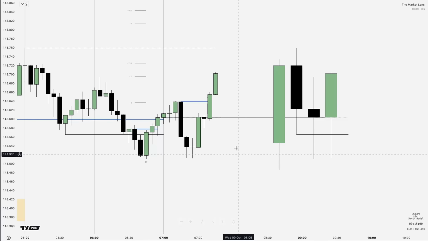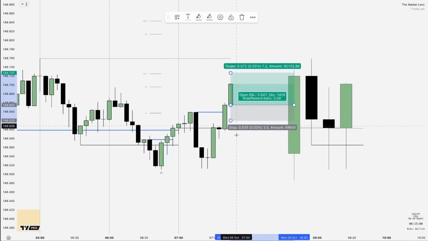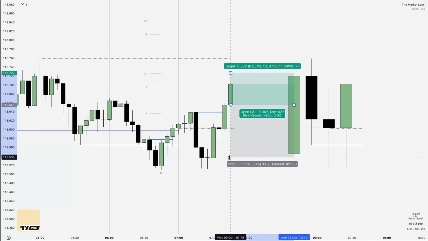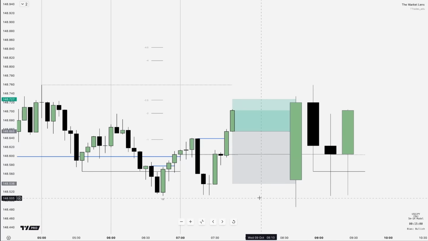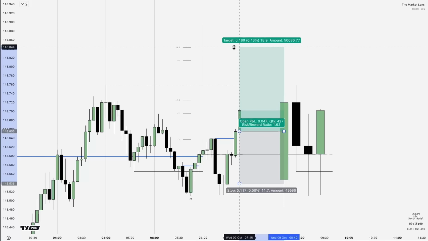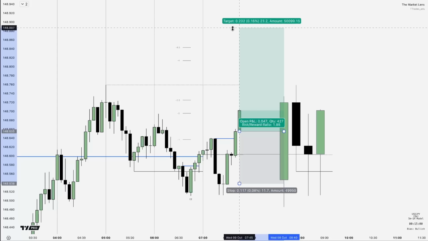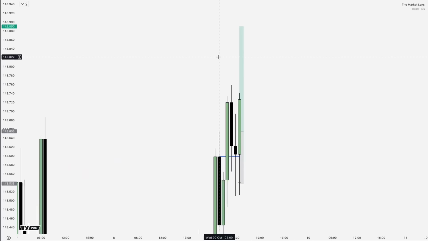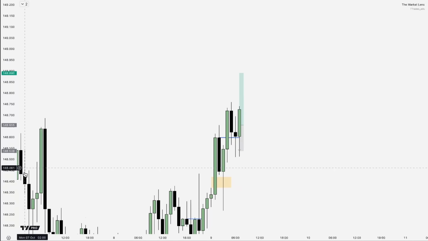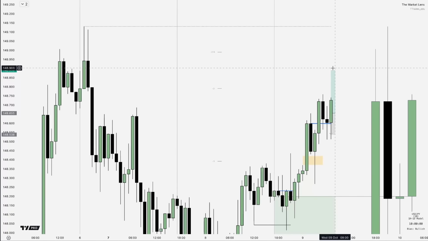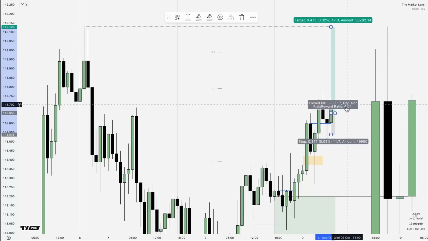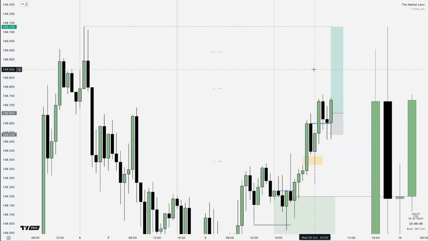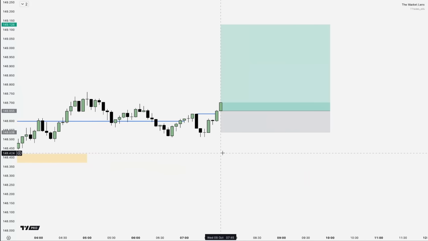So here we get that closure. I could look to take an entry here. I want my stop at least on the bodies, right? Or the low, and then I could look for 2R, which can be there. Or what I like to do is go back out to my higher time frame and find where my targets are there. All right, so if we're taking a look at this, I have my targets up here. That is where I could hold my runners to. Now going back to the 5-minute time frame, let's see how this works out.